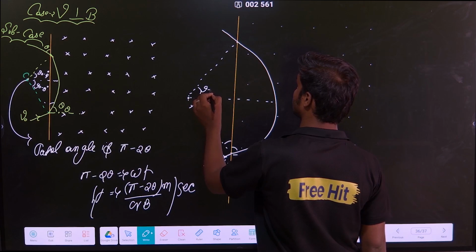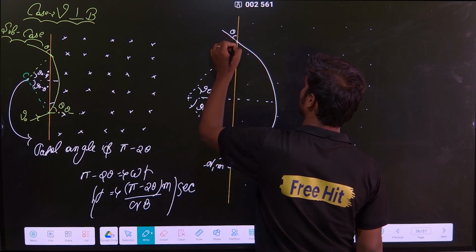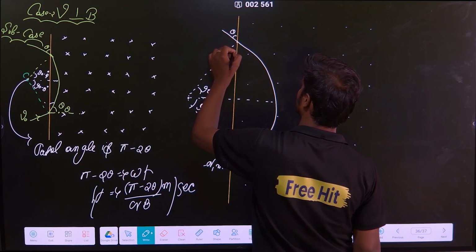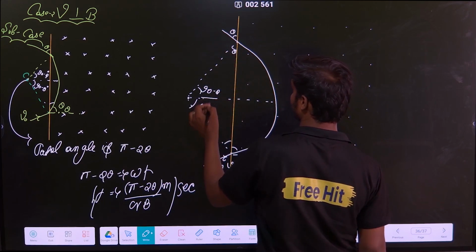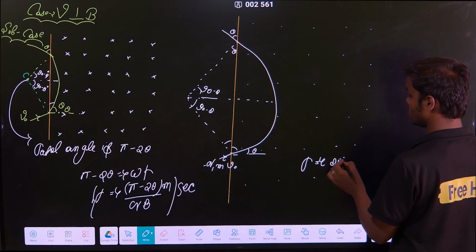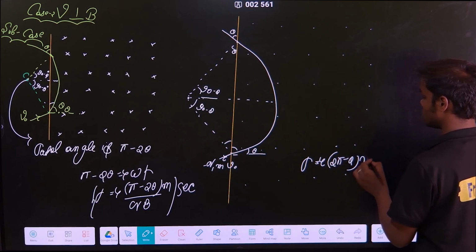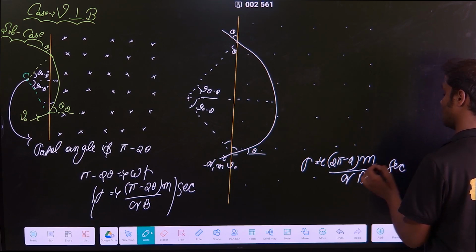Here also 90 minus theta. Correct. This is also going to be theta. Correct. 90 minus theta, then it is equal to 90 minus theta, this is theta. Okay, so again here if you calculate the time period, what will it be? It will be again (2 pi minus theta) into m upon qB seconds.